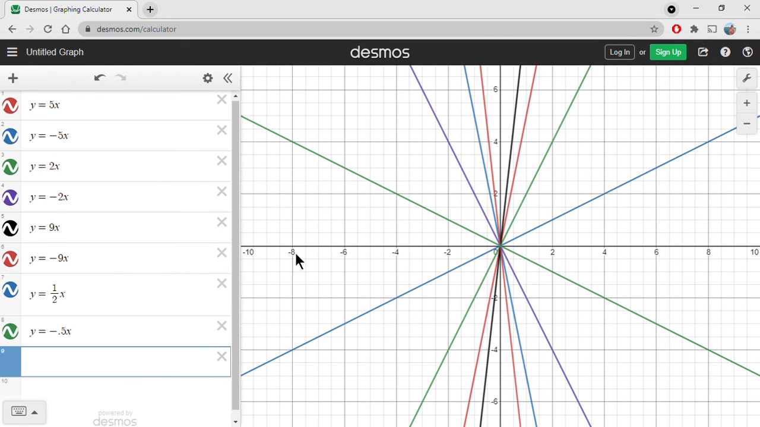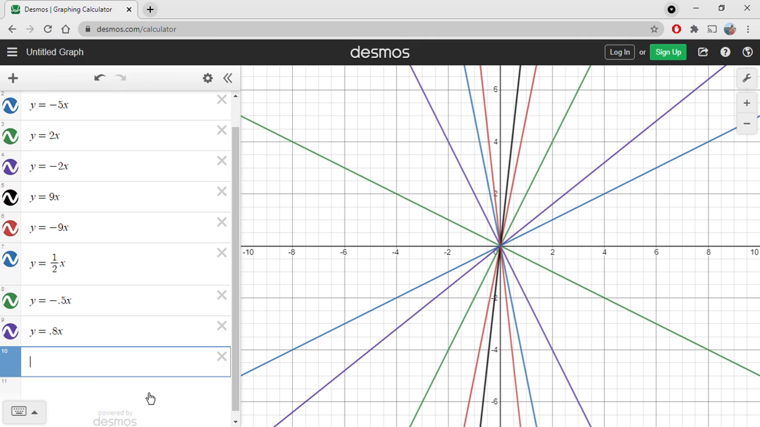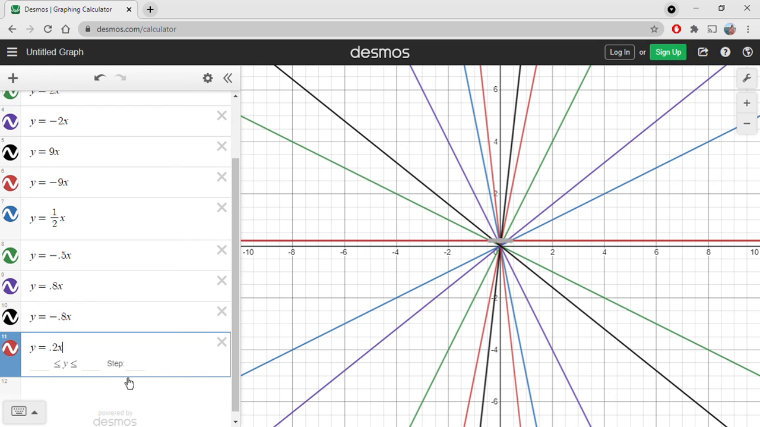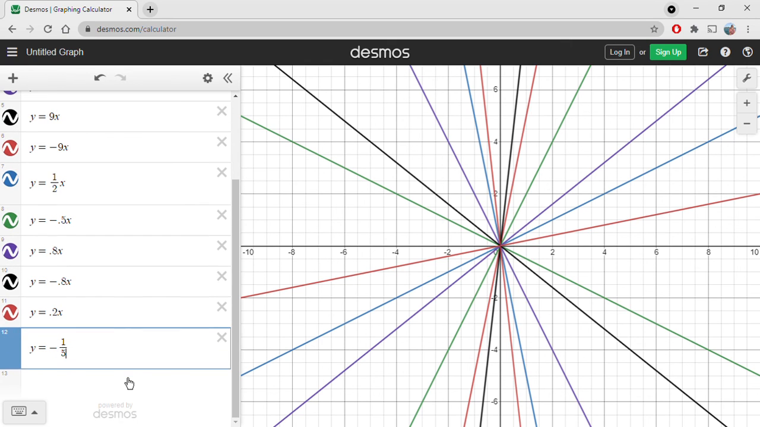Let's get another shallower one in there. Between the green and the purple, it would have to be slightly steeper than 1/2, but lower than 1. So let's try 0.8x and -0.8x. Okay, one more pair here, maybe by the x-axis, we can have a slope that is shallower than 1/2, so we can try 0.2x or 1/5 x, and negative 1/5 x.